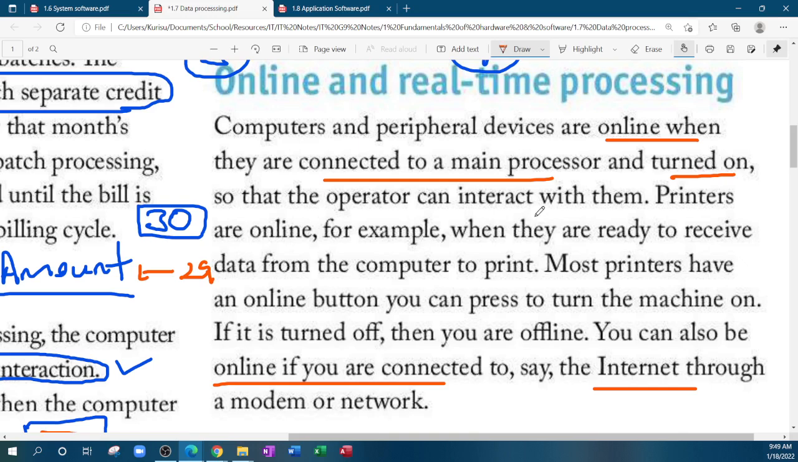Online processing is basically when a device is connected to the system, it is connected to the CPU, it's connected to the computer, and it is turned on. That's basically what it means. The device is connected and it is on. So for example, your printer. You connect your printer to the computer and you turn on your printer. So the fact that your printer is on and your printer is connected to the computer so that you can actually print something, that is called online processing. Are you guys clear on that?